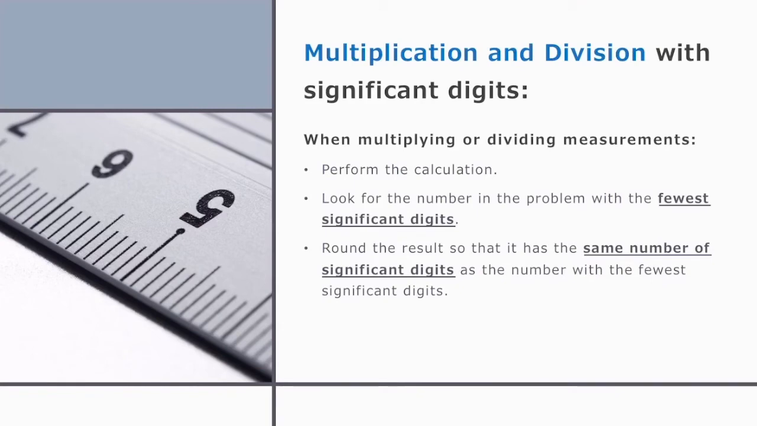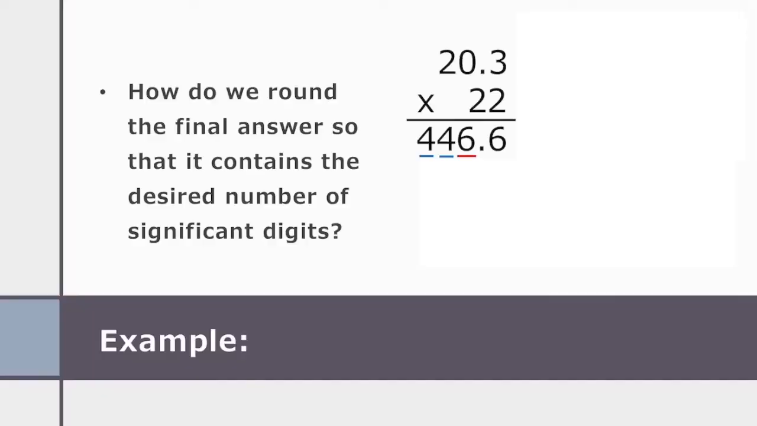So we're multiplying and dividing here. Just like the other one, we're going to go ahead and perform the calculation. Just go ahead and get your calculator answer. And then you want to look at the numbers that were in that problem that we started with, and find the one that has the fewest significant digits. So with the other set of rules, we looked at decimal places. Now we're looking at the fewest overall significant digits. And then we want to round our result to have the same number of significant digits as the number that we started with that had the fewest. So let's go ahead and look at an example of that.